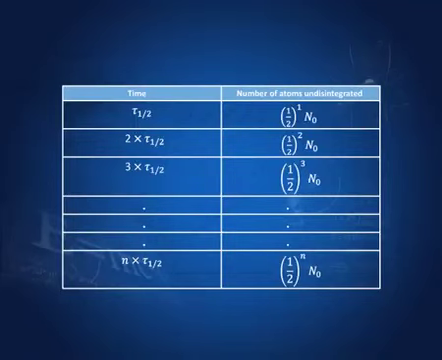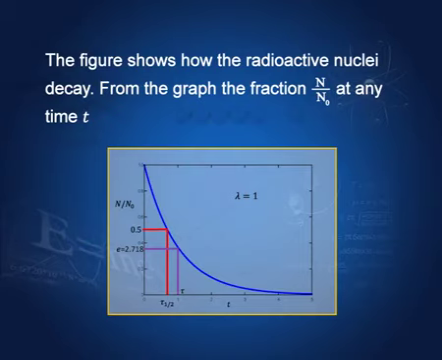This table shows that after 1 half life, the number that is left behind is n0 by 2. After 2 half lives, the number left behind is n0 by 4. After 3 half lives, the number left is n0 by 8, and so on. So, after n half lives, the number left behind is (1/2)^n times n0, and this shows graphically how a material decays.